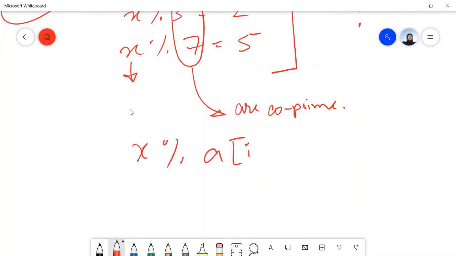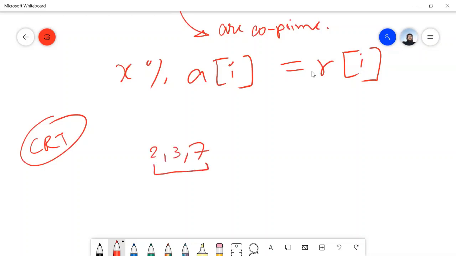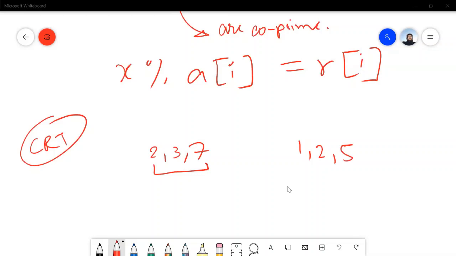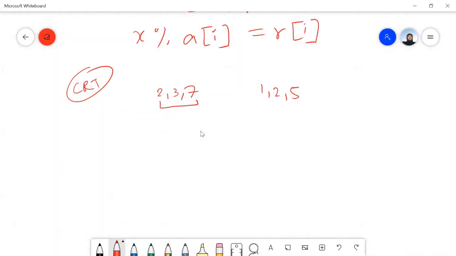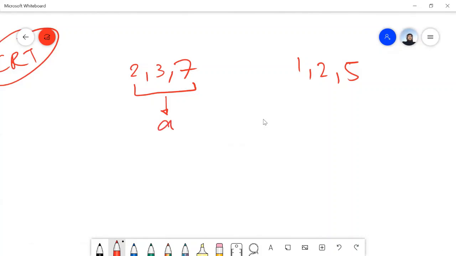So what happens in this algorithm is, say you have x mod A[i], an array in which all these numbers are given, and the remainder R[i] is given to you. And you need to find the number. From here our remainder theorem starts. So you have 2, 3, and 7, and you have 1, 2, and 5. The first is the A array, and this is the R array, the remainder array.